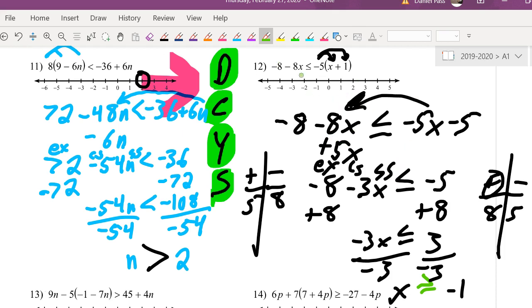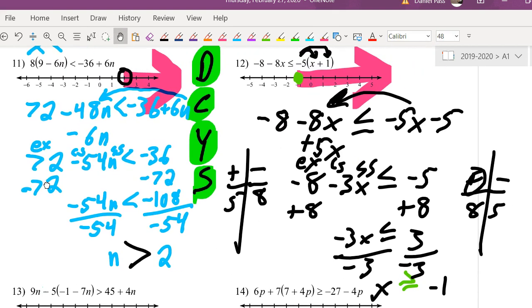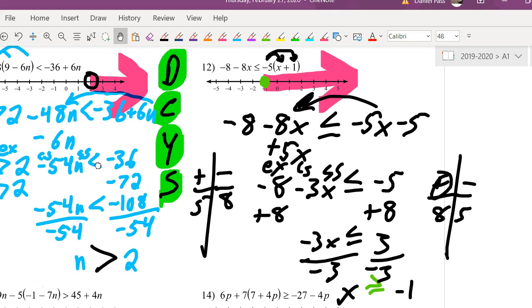Okay, greater than or equal to negative 1. Closed circle, right? Here we go. X is on the open side, open right. Okay, any questions? No questions. Next one. Can I move on, or is anybody still writing?